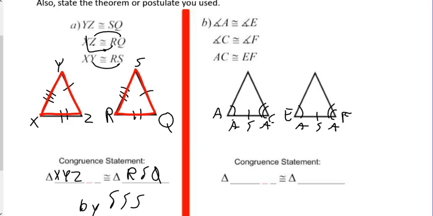Now, we actually don't have a third letter to make a congruent statement, so let's just call this B, and we'll call this G. So, ABC is congruent to EGF by angle, side, angle.